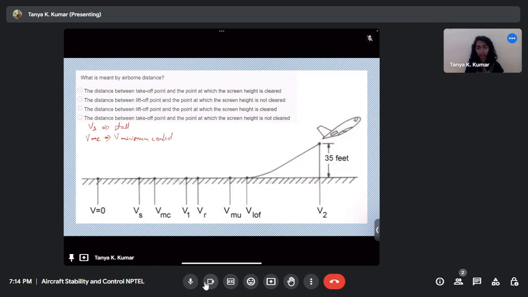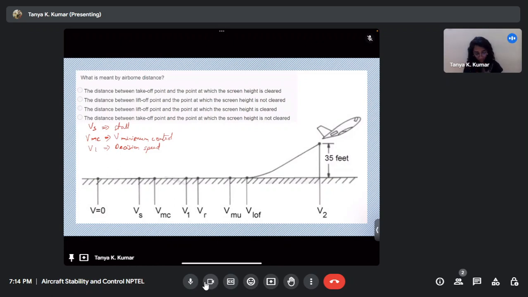Okay. Next is V1. What is V1? Decision speed. So what is the decision speed? It is the speed which is sufficient for a takeoff. It is also sufficient for the pilot to abort the takeoff. So it is the speed that is sufficient for both. It is just sufficient for takeoff and just sufficient for aborting the takeoff. So this is the point at which he needs to make that decision.